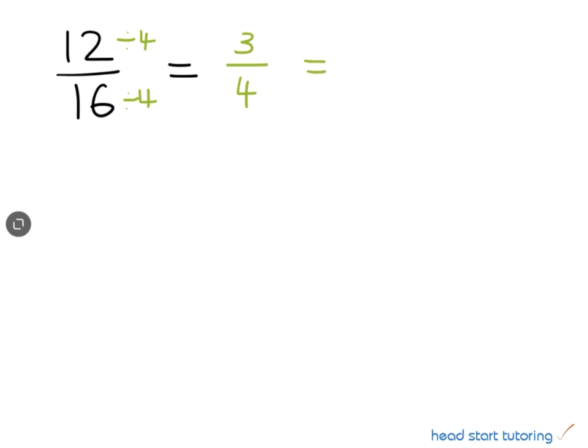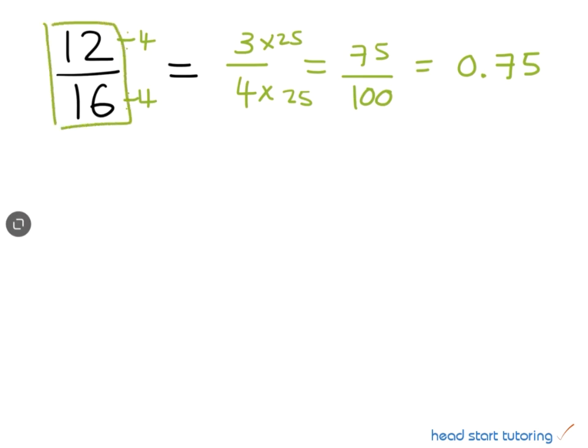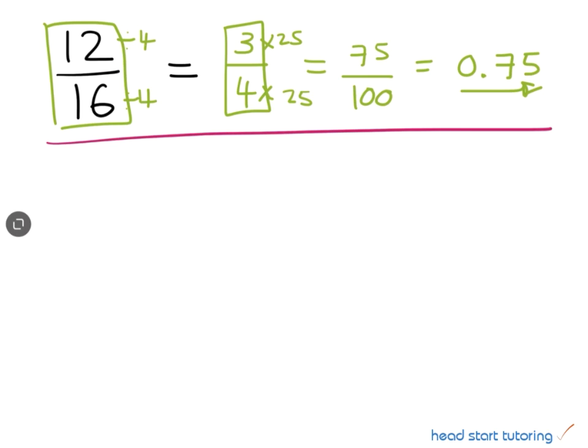So 3/4 into a decimal, we can multiply both of these numbers by 25 in order to get a denominator of 100. And we end up with 75/100, which is equal to 75 divided by 100, and that is equal to 0.75. So 12/16, which is equivalent to 3/4, gives us an answer of 0.75 as a decimal. Right, so let's have a look at some other examples.